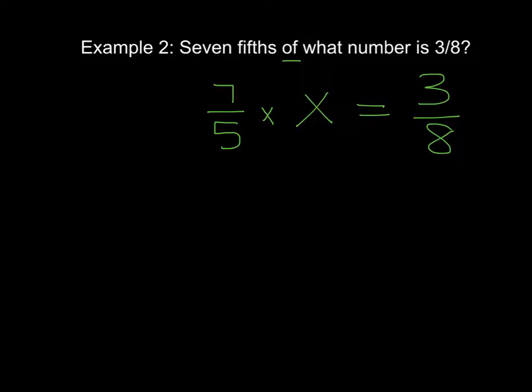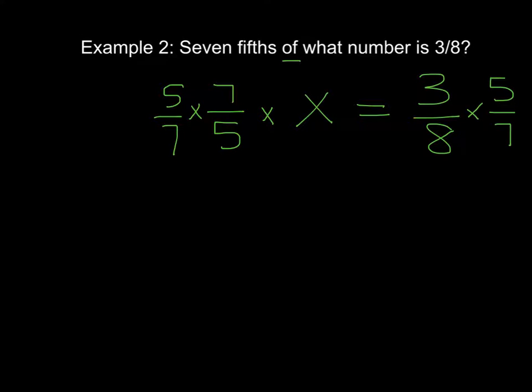Now, if I want to solve for x, and x is being multiplied by 7/5, I need to do the opposite, which would be to divide. But we have a problem. We can't divide fractions. So instead of dividing by 7/5, I need to multiply by the reciprocal, which is 5/7. And whatever I do to one side, I do the same thing to the other side.